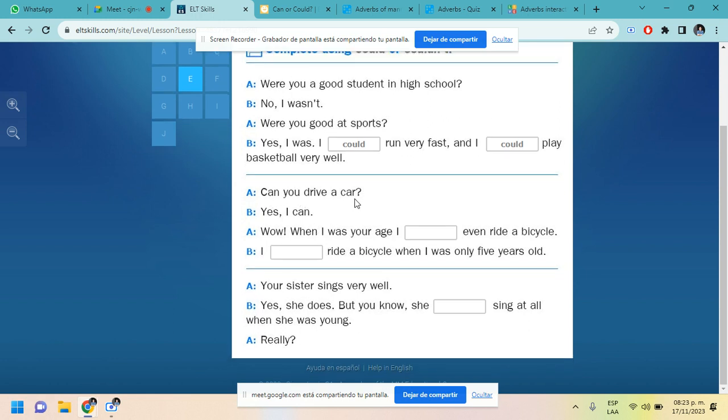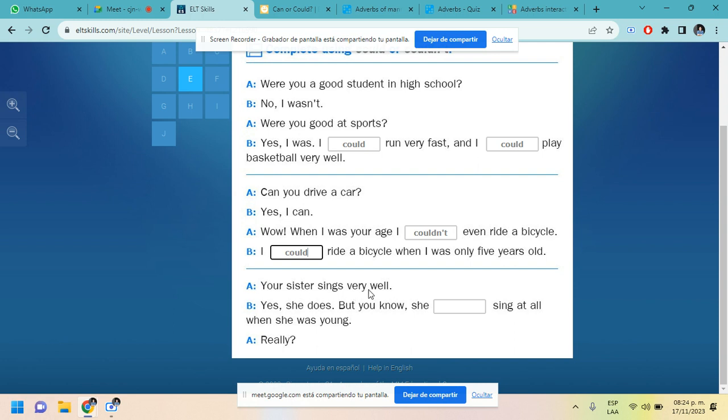Can you drive a car, Jessica? Wow, when I was your age, I couldn't. Yes, I couldn't even ride a bicycle. Continue, please. Yeah, very good. I could ride a bicycle when I was only 5 years old. Oh, you see? That's why at this early age, he can drive a car. No, that's good. The last part, please.